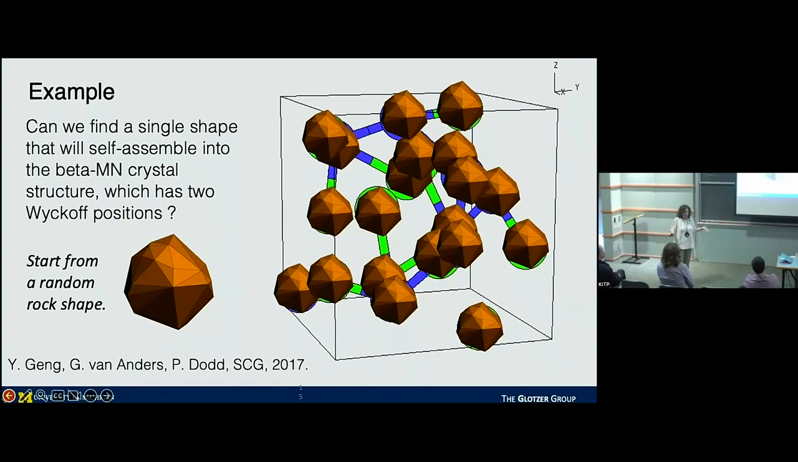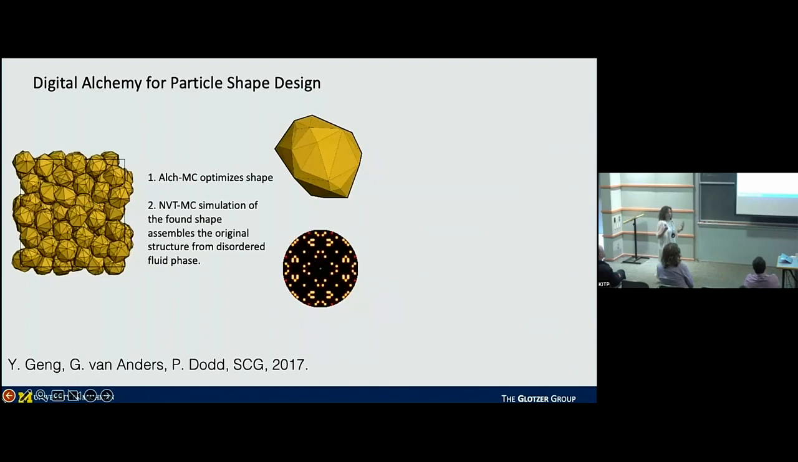And so then we can run this Monte Carlo in this generalized alchemical ensemble where this rock is defined by a bunch of vertices. And we simply move the vertices around on a convex hull until the shape minimizes the free energy of that structure.